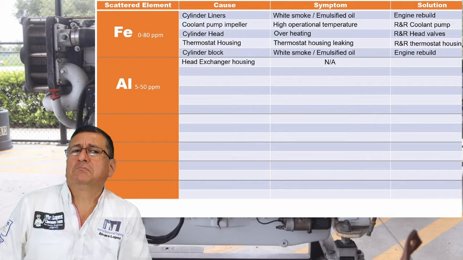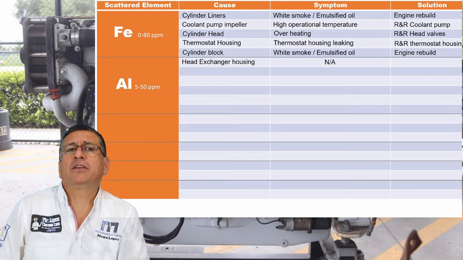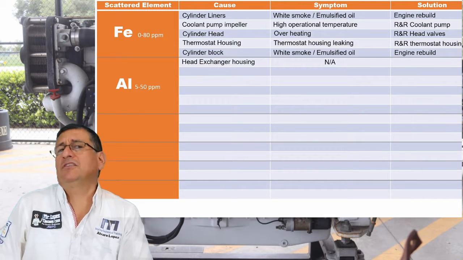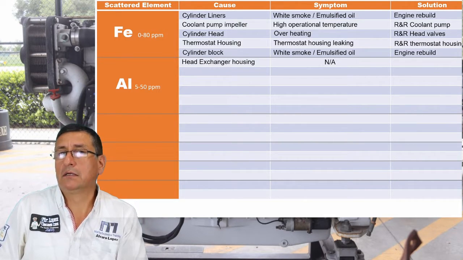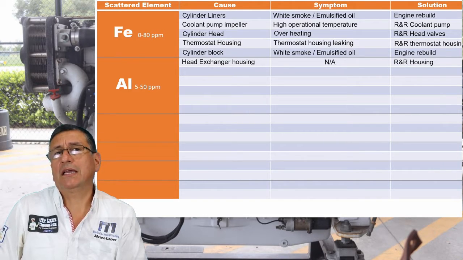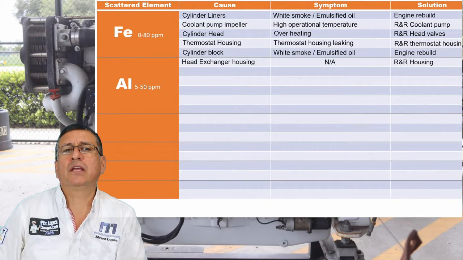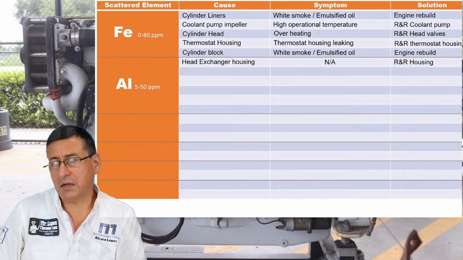Normally you don't have a symptom. The engine is probably running at normal operating temperature, and the situation seems normal. But a high level of aluminum is not recommended. You need to verify. What is the solution? In that case, remove and replace the housing. In other cases, you can see small leaks on the housing of the heat exchanger, and probably you need to replace the housing.